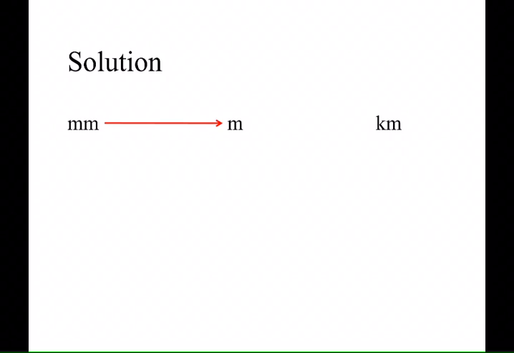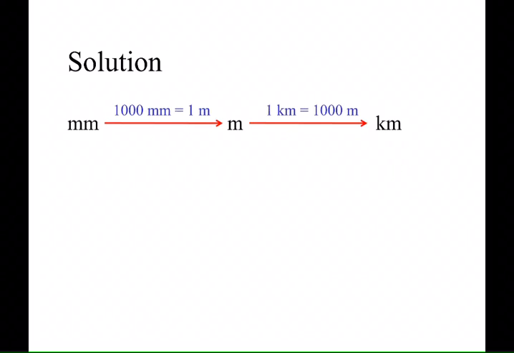So do you remember how many millimeters there are in 1 meter? How many meters are there in 1 kilometer? There are 1,000 millimeters in 1 meter, and there are 1,000 meters in 1 kilometer. So that's how I think of it. So we're going to use these equivalency statements. The first term is going to be what we want to convert, and then we're going to use those two equivalency statements to get us down the road.